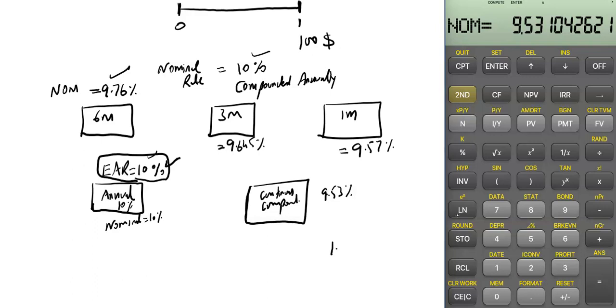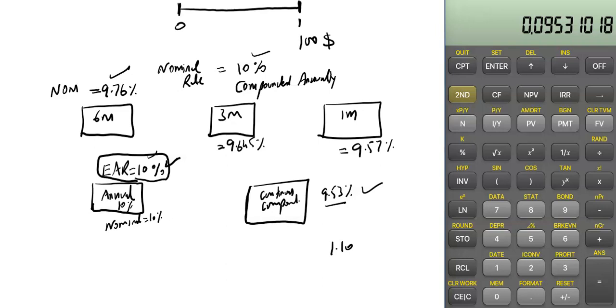So in order to achieve 1.1, what will be the nominal rate? Put 1.1 here, exit this function, second and quit, 1.1 then calculate the log normal. This is 9.53, so it is almost equivalent to the 9.53. By using the log normal function, you can calculate the continuous compounding rate.